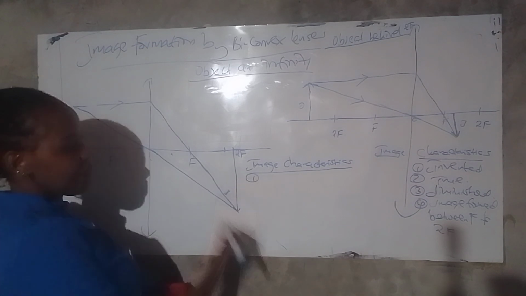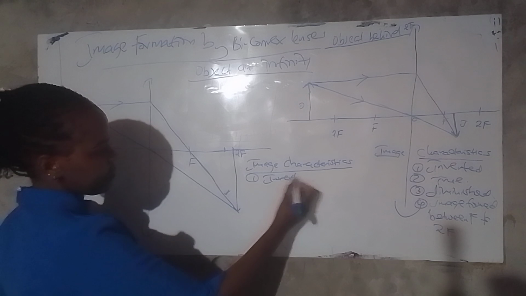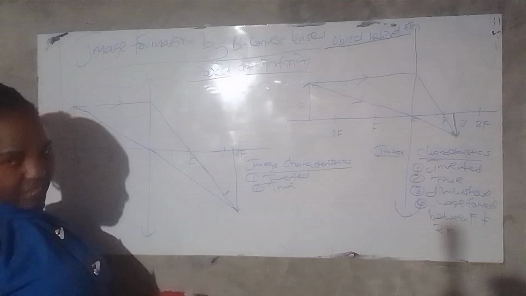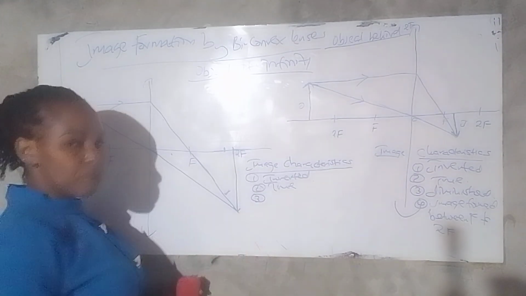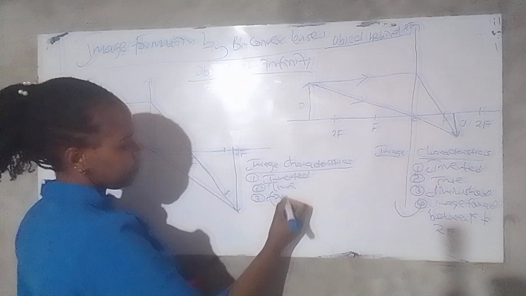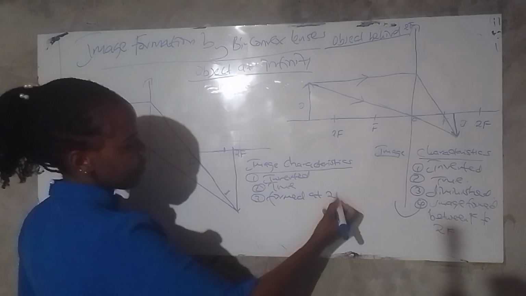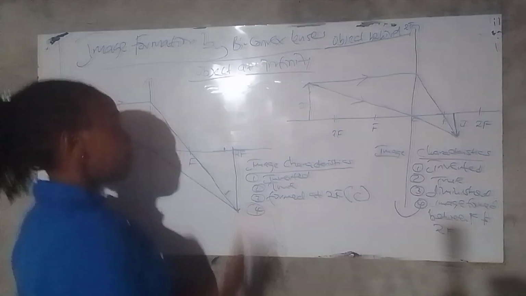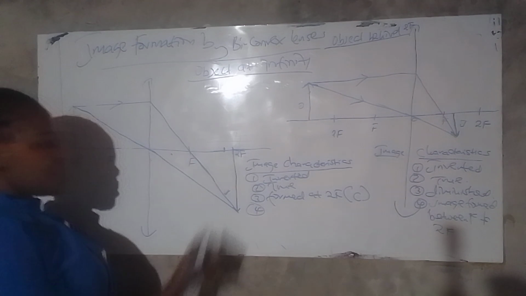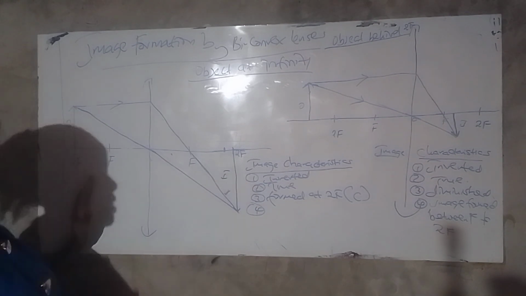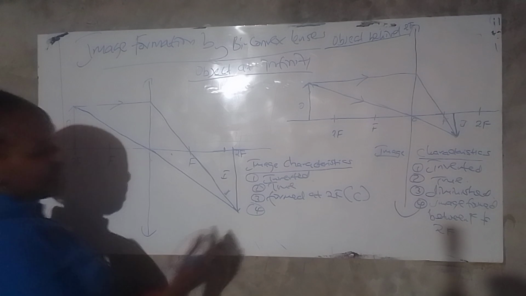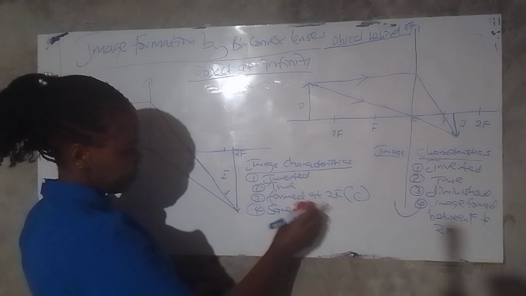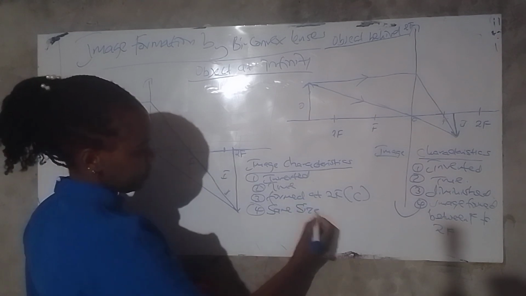So one, which is very obvious, it is inverted. And if it is inverted, it means it is true. It can form on a screen. Number 3, let's look at the position. So formed at 2F, which is our C, center of curvature. And number 4, if you draw to scale, then you will see that your image and your object are of the same size. So we'll say same size as the object.